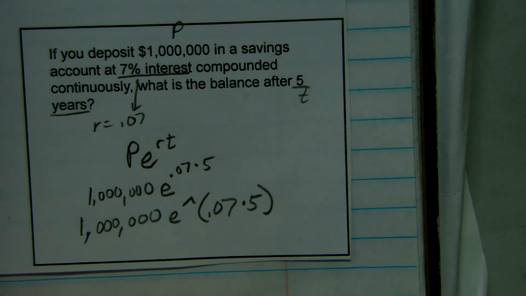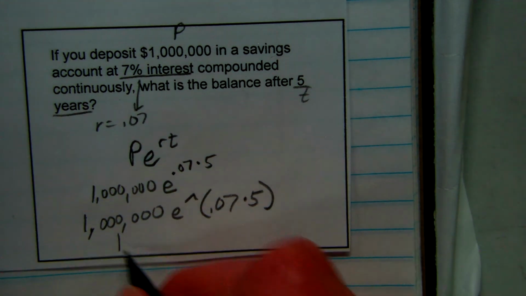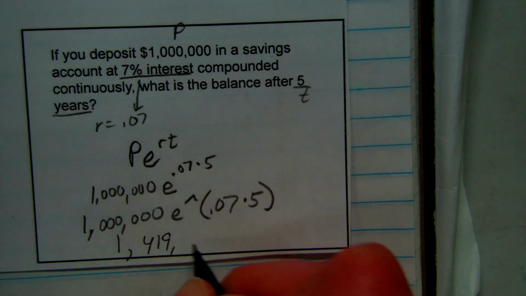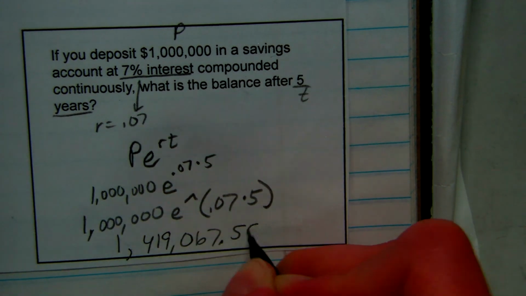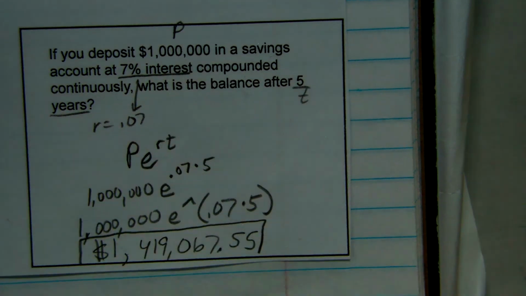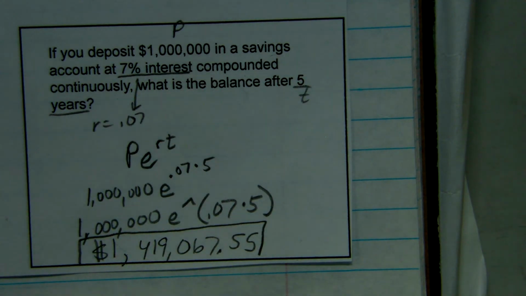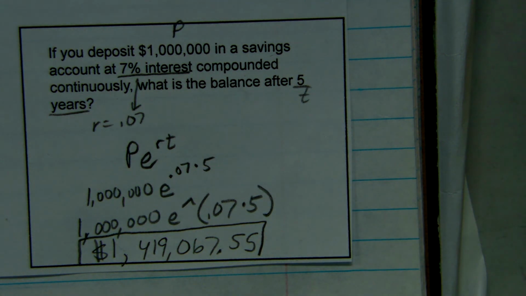I'm going to do that on my calculator. And I just got $1,419,067, and it rounds off to 55 cents. So I made this positive. We're pretending that you had $1 million to invest. But this formula would also work if you were doing continuously compounded interest for money that you're borrowing or whatever.